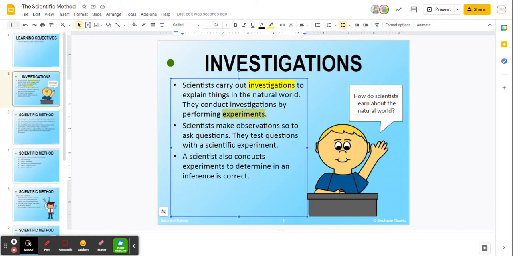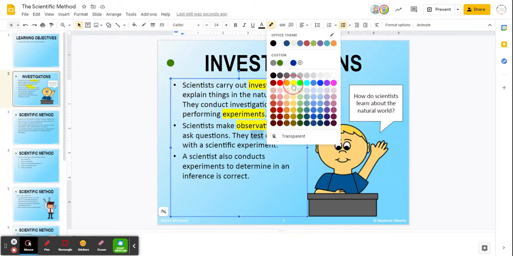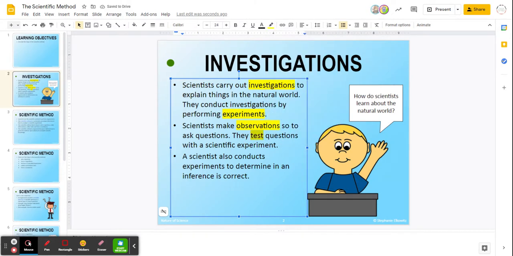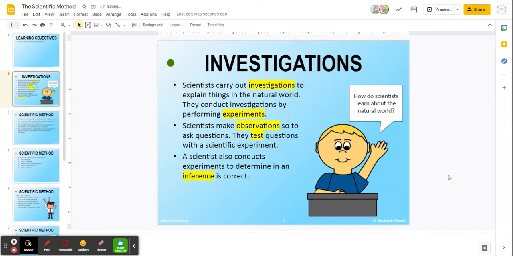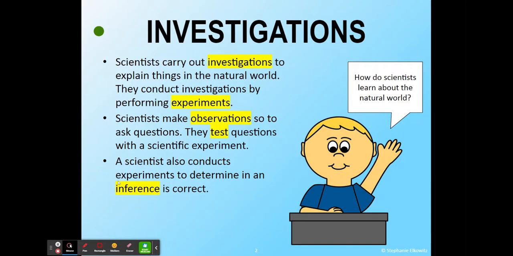Then we have observations. So the ones that I'm highlighting are what you're going to write in your notes. Then we have test. And then finally, inference. So these are the ones that you should have filled in.